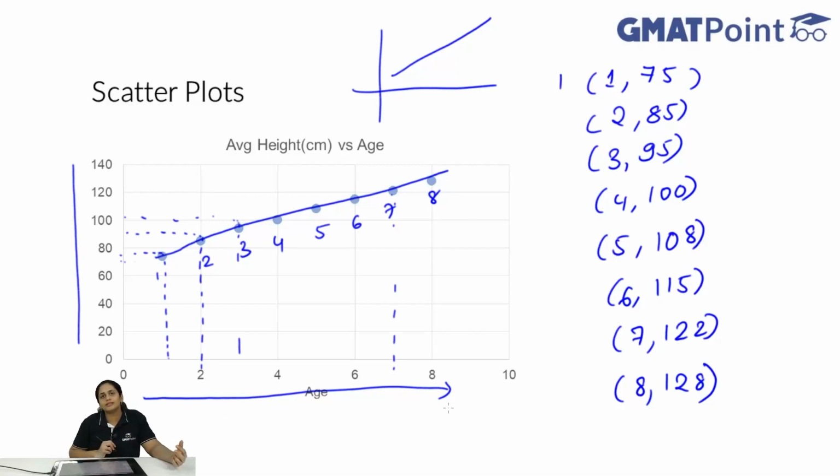So what does this scatter plot essentially tell us? The scatter plot tells us that the average height increases with age, or rather there is a positive correlation between height and age. As age increases, height also increases.